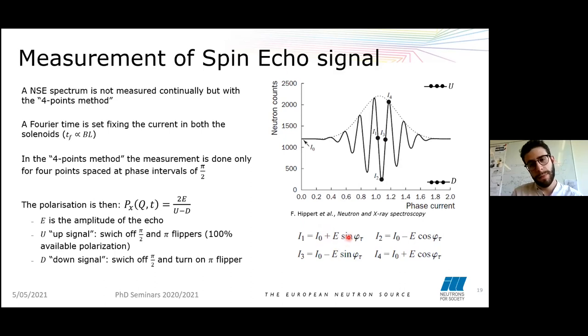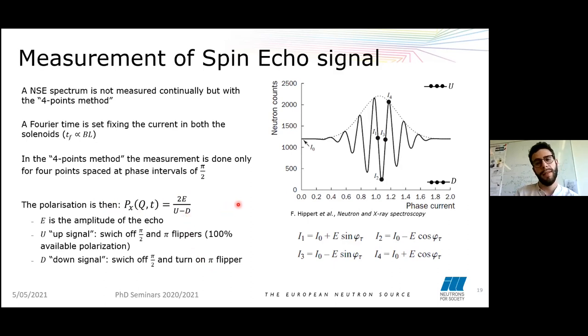The baseline can also be defined using the up and down signals. These signals are found by switching off the pi alpha flipper, and in the case of the up signal, with the pi flipper also switched off, so that we can determine the 100% polarization available, while for the down signal we turn on the pi flipper, so in principle we should find nothing, but then there is scattering in the instrument, so the value is not zero. So at the end, the polarization is 2 times the amplitude divided by the up minus down signal.